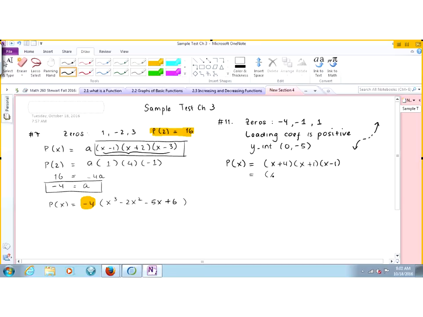Yes. So this is x plus 4. What is x plus 1 times x minus 1? x squared minus 1. Okay. So what is x plus 4 times x squared minus 1? x cubed minus x, is it minus x? x cubed, yes, plus 4x squared minus 4.